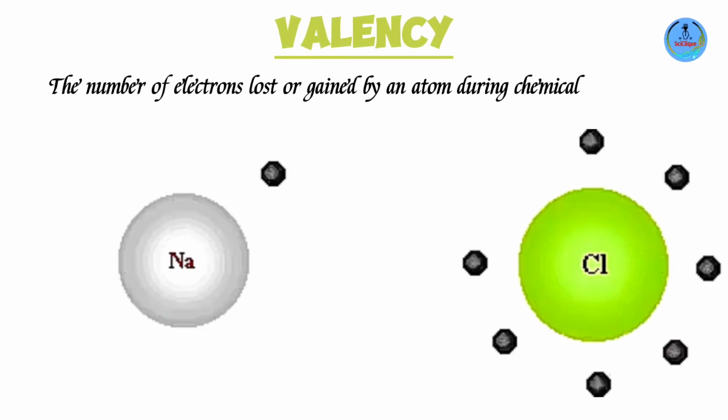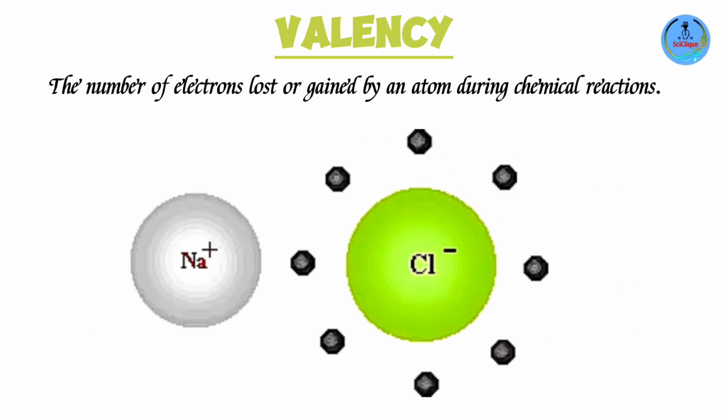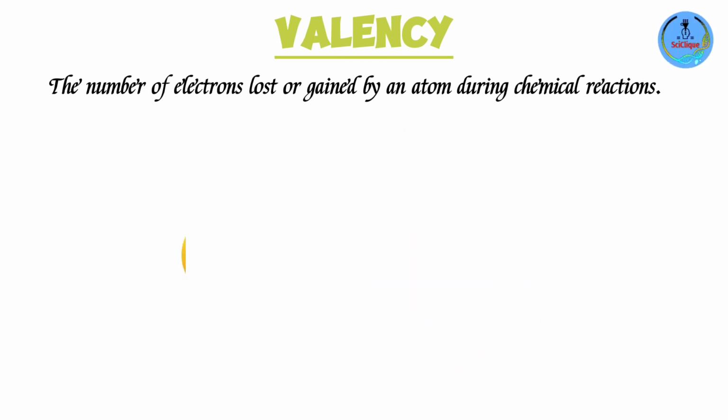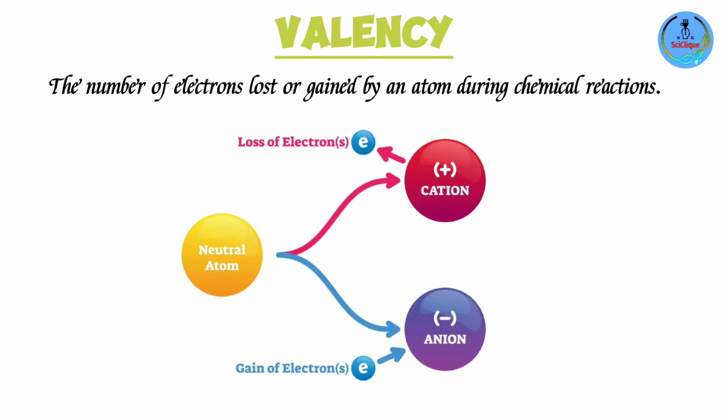Let's discuss valency. This refers to the number of electrons that an atom loses or gains during a chemical reaction. Now, when it comes to atoms, most are unstable, and in order to attain stability, they either lose or gain electrons. So the number of these electrons that are lost or gained refers to the valency.